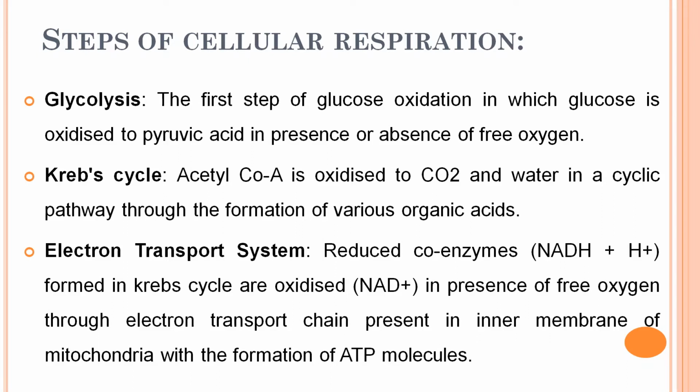So what is glycolysis? It is the first step of glucose oxidation in which glucose is oxidized to pyruvic acid in presence or absence of free oxygen. So you have already seen that in respiration, glucose is oxidized, right? To produce energy, and this is respiration actually. So this is the chapter continuation to the respiration. So see, the first step is glycolysis, where the oxidation of glucose takes place and the end product is pyruvic acid. So glucose is oxidized to pyruvic acid in presence or absence of free oxygen.